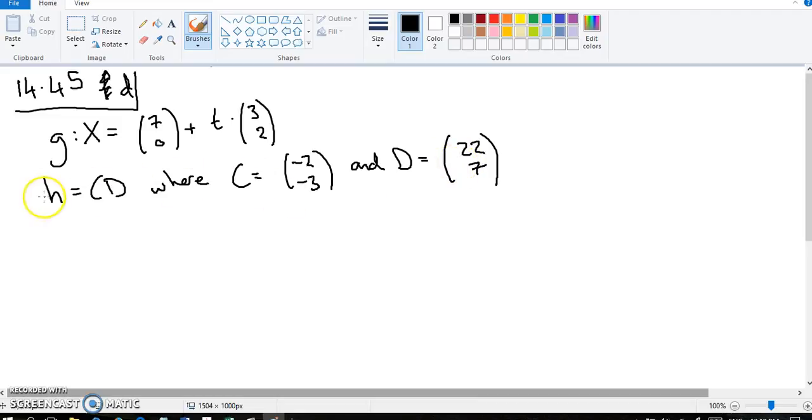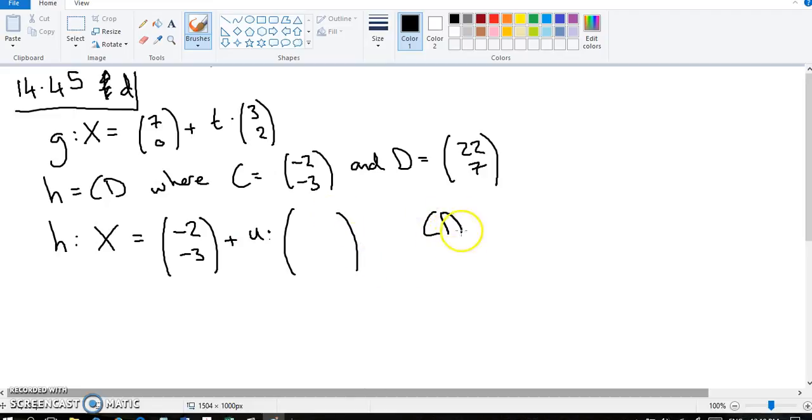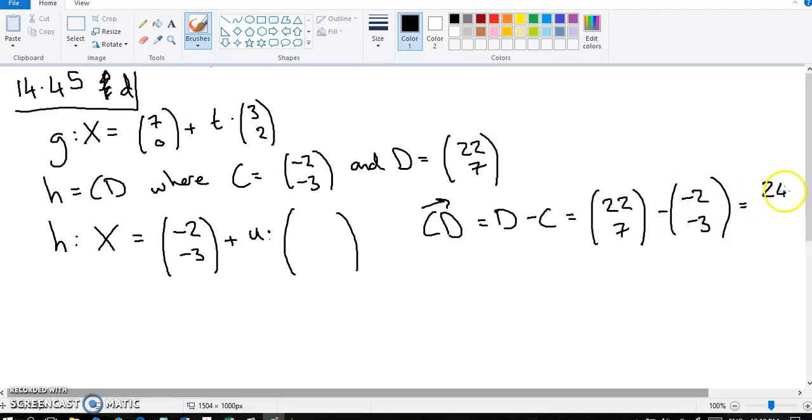So here with H, I'm going to create a direction vector and a vector equation for this line. So H is x equal to a point on H, which is (-2, -3), plus a parameter u times a direction vector. I'm going to take the direction vector CD, which is of course D minus C, which is (22, 7) minus (-2, -3), which is (24, 10).